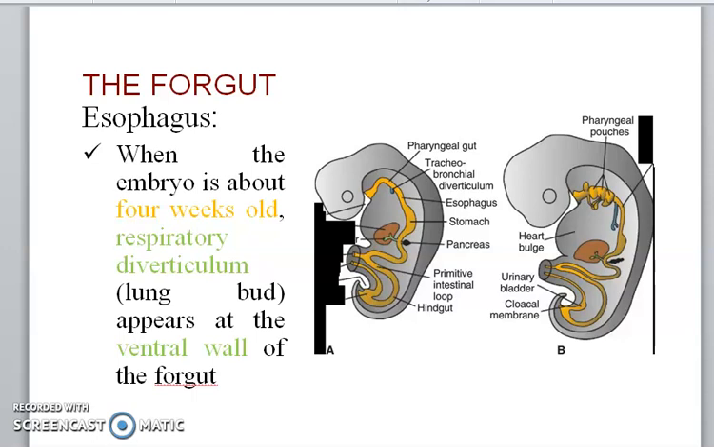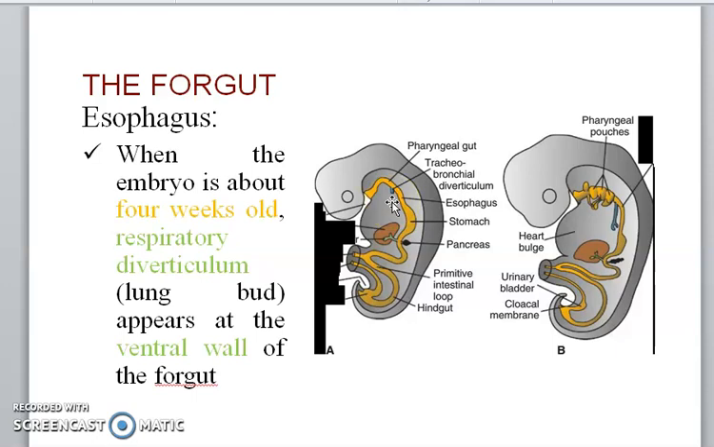Esophagus is the number 1. Now, when the embryo is about 4 weeks old, a diverticulum or a bud is found in the ventral wall of the foregut. Look at this. Ventral wall of the foregut. This is called the tracheobronchial diverticulum. Look at this blue color. It can also be called the lung bud.